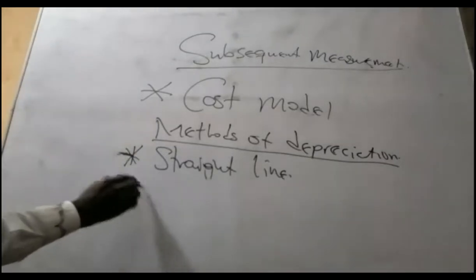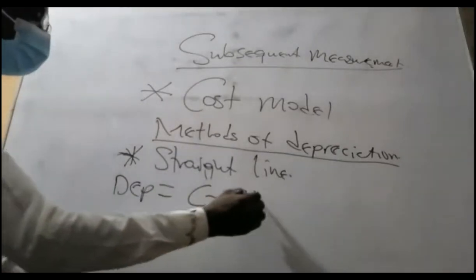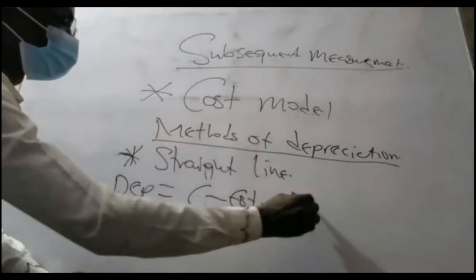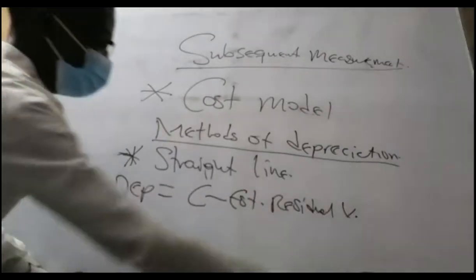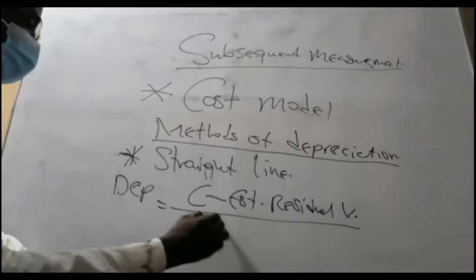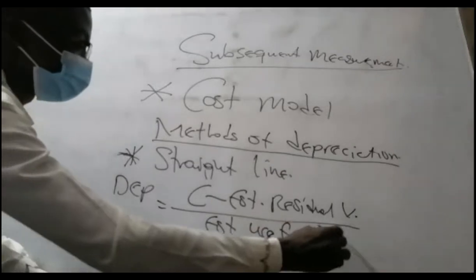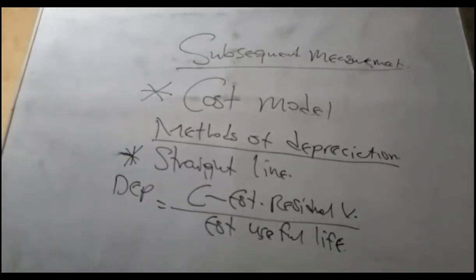Now we say depreciation is equal to cost of the asset less the estimated residual value, all divided by the estimated useful life. So this will be the formula for calculating depreciation: the cost of the asset less estimated residual value, all divided by estimated useful life. That is the calculation of depreciation, basically.